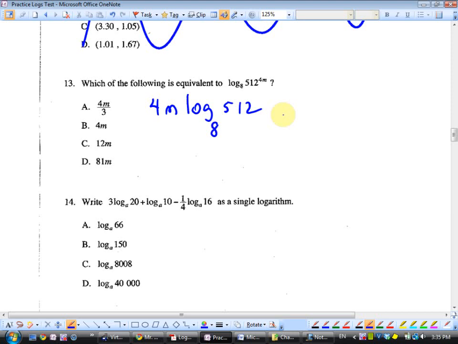Instead of going 64 times 8, which is what 8 cubed would be, I'm going to go 60 times 8 because I can do that in my head. What's 6 times 8? What's 60 times 8? So I think 8 cubed is going to be close to 480. Is 512 close to that? You know what? That's 8 cubed. The log base 8 of 512 is 3.